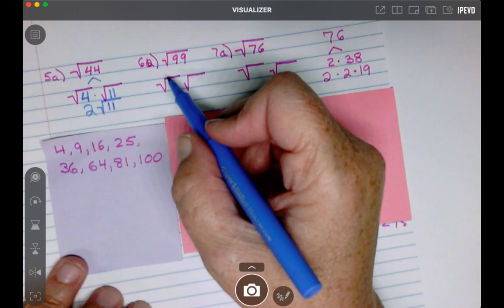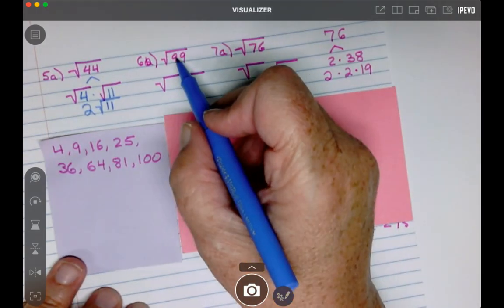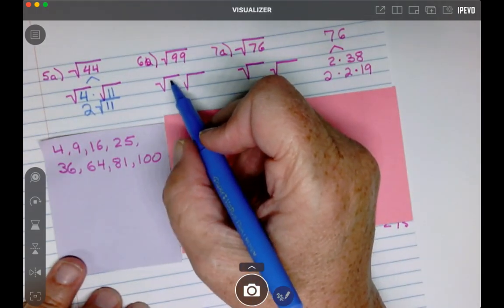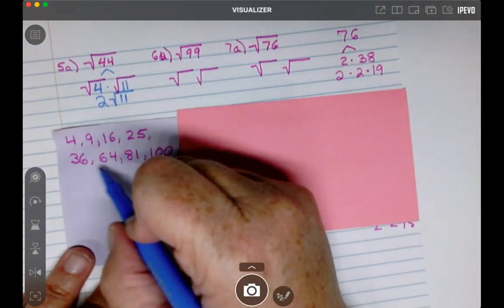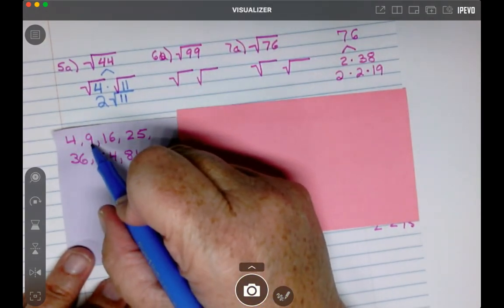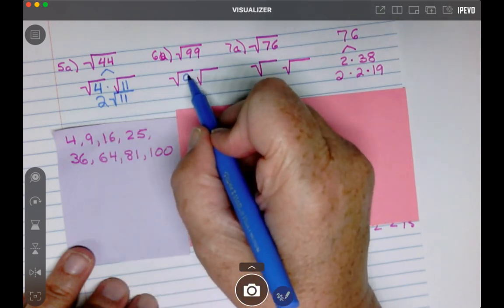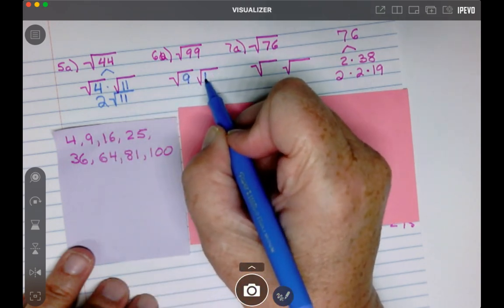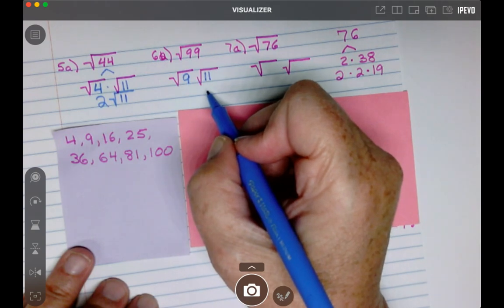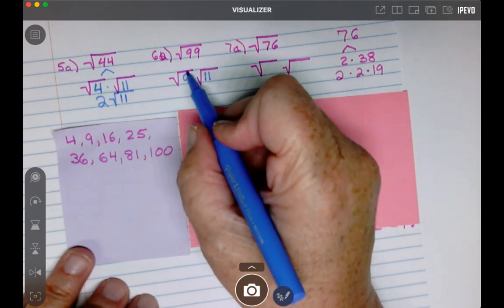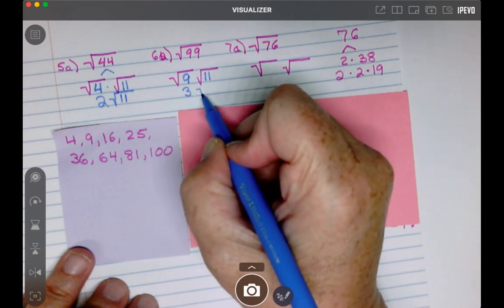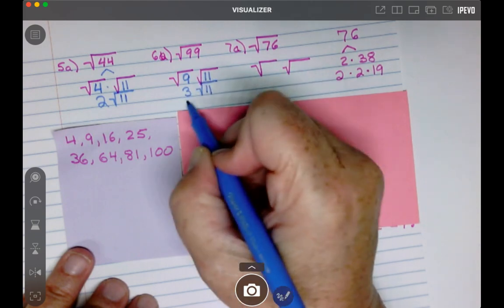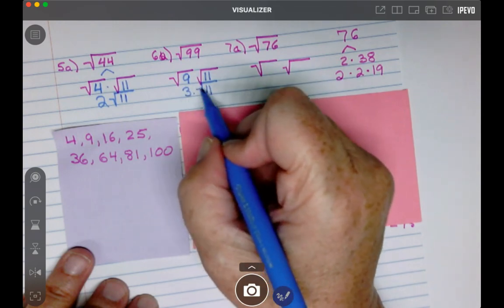Okay, 6a, square root of 99. Well, if I look here, are any of these numbers factors of 99? 9 is, because square root of 99 can be rewritten as square root of 9 times square root of 11. The square root of 9 is 3. The square root of 11 is the square root of 11. It's an irrational number. So that's my final answer right there.